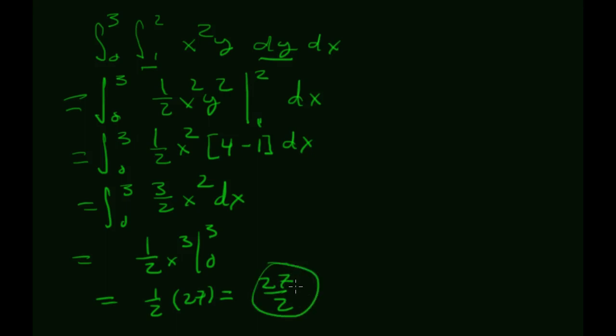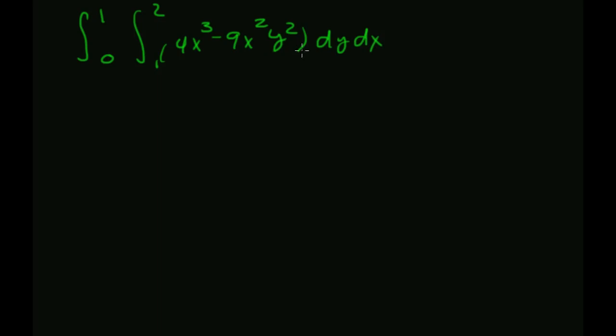Okay, so the idea here is that if I had a rectangle whose x was bound between 0 and 3, and the y was bound between 1 and 2, and this is the surface over that rectangle, then the volume under that surface would be 27 halves, or what is that? That is 13.5 units, right? So there we have it. So let's take a look at a couple more examples and see how this plays out.